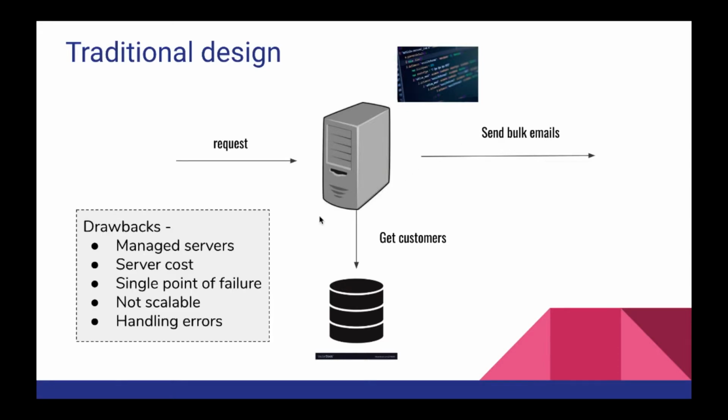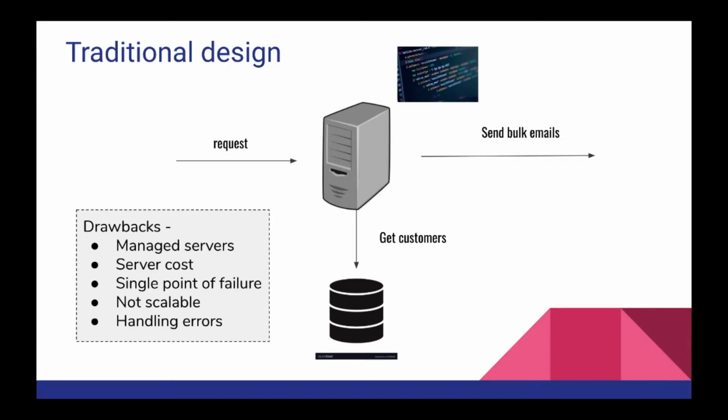Second is server cost. The server also needs to be up 24/7 so that whenever a request hits the server, it can send email. So we need to bear the server cost, which would of course be a lot more. Again, it's a single point of failure. The server can go down anytime, which is not a desirable experience.